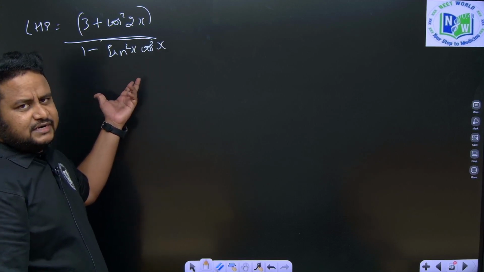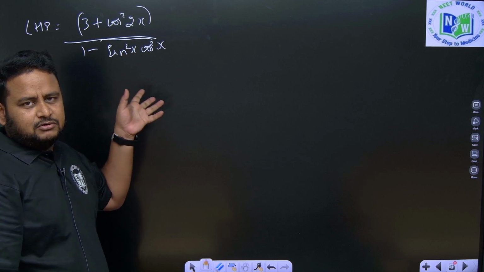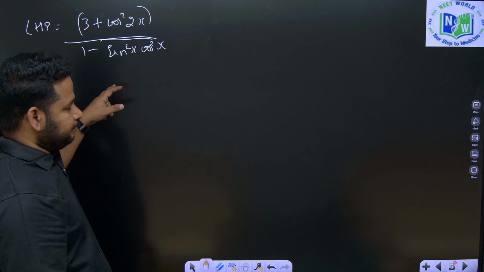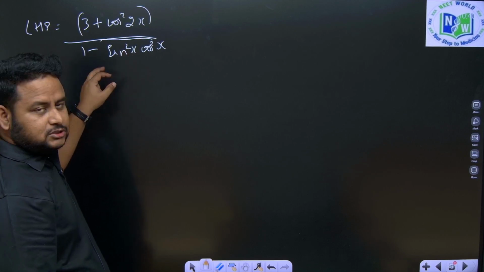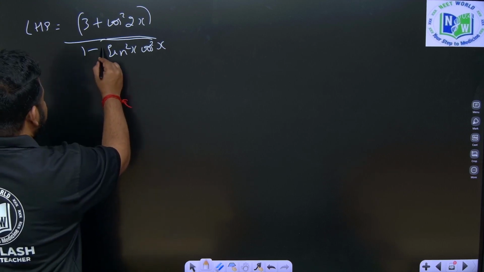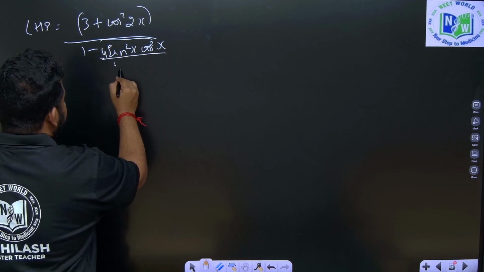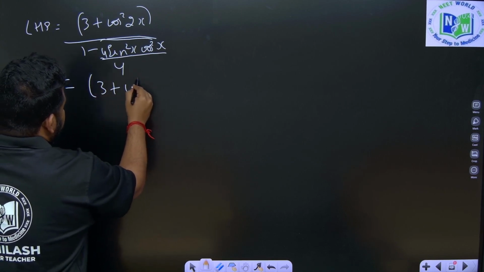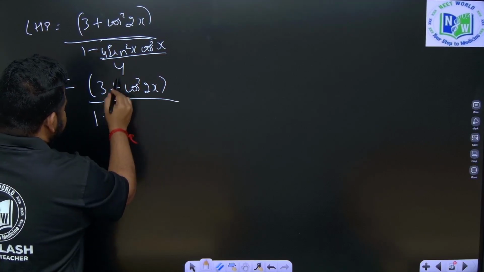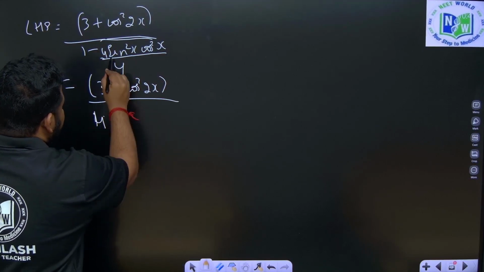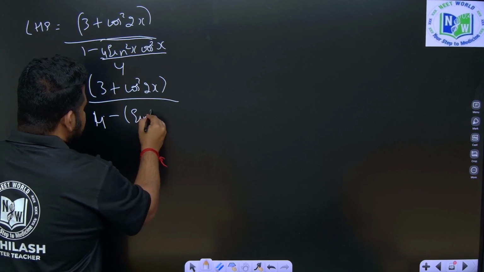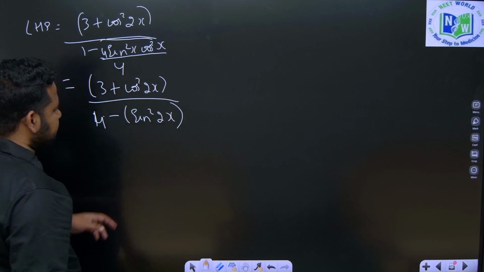I told you whenever we get sin x cos x together, I can convert it into sin 2x. So for this I should divide and multiply by 2, is it correct? No, because we are having square, so I should divide and multiply by 4. In the next step, what I get? 3 plus cos square 2x divided by 1 minus this 4 is there. Let me take LCM. So 4 minus 4 sin square x cos square x is nothing but sin square 2x.